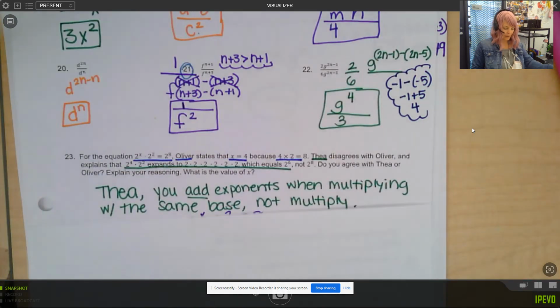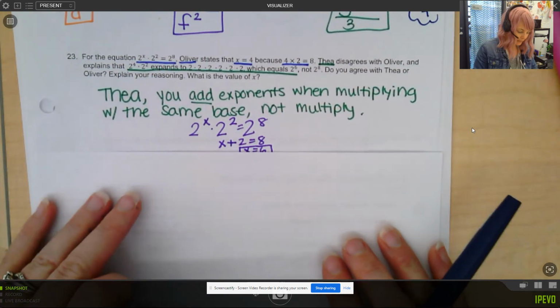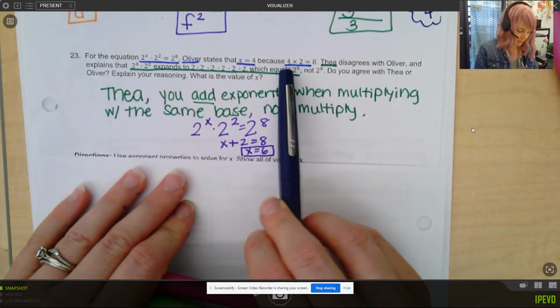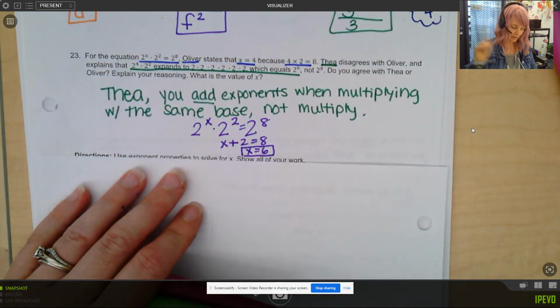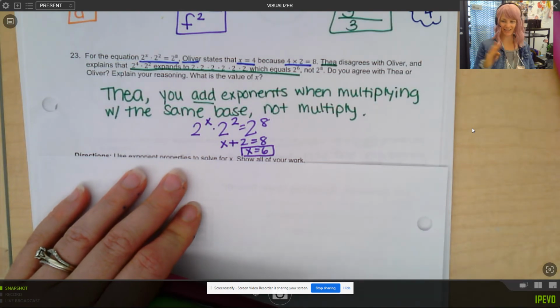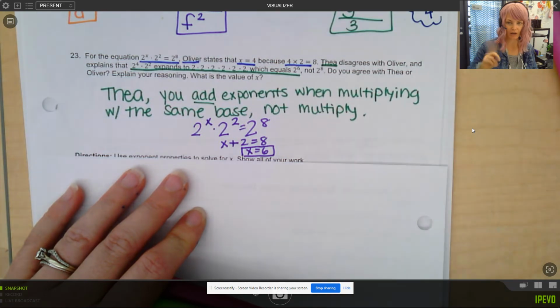Nice work. Okay, well, when we take a look at Oliver, Oliver states that x has to be 4 because 4 times 2 is 8. And Thea said, no, no, no. 2 to the 4 times 2 to the 2nd expands to 6 factors of 2. You like what I did there? So I didn't have to say 2 so many times. Which equals 2 to the 6th power, not 2 to the 8th.